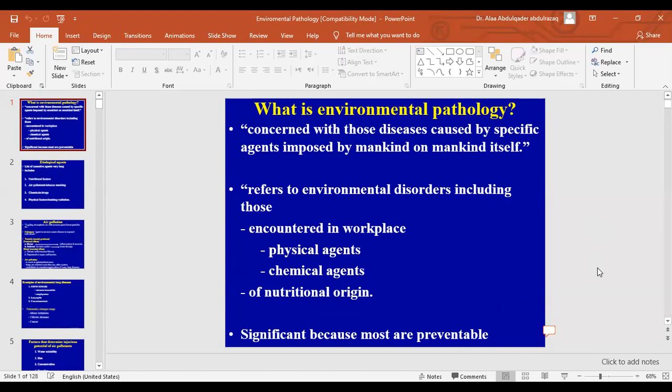شنو نقصد بالانفيرومنتال باثولوجي؟ نقصد اللي هي الديزيز caused by environmental causes, environmental agents, and refer to the environmental disorders including those encountered in workplace, physical agent, chemical agent, and of nutritional origin. الانفيرومنتال disease تكون مهمة لأن هي معظمها preventable.